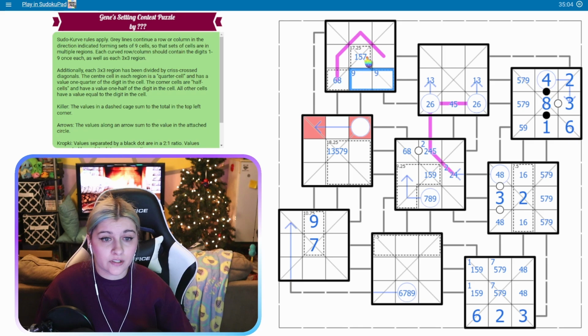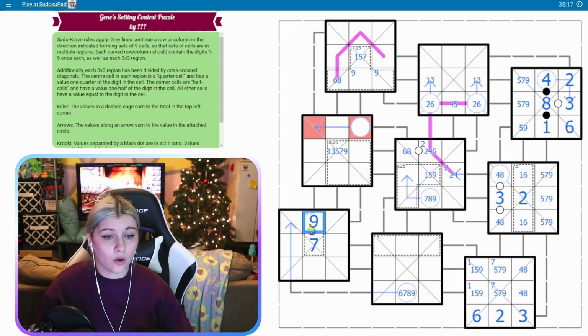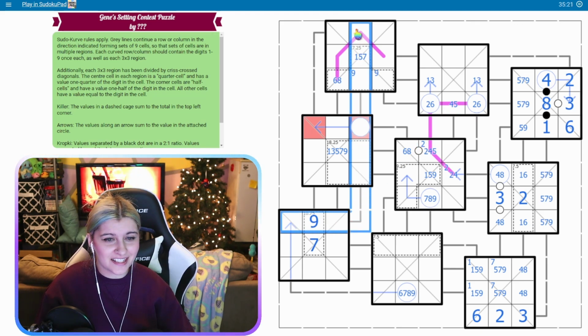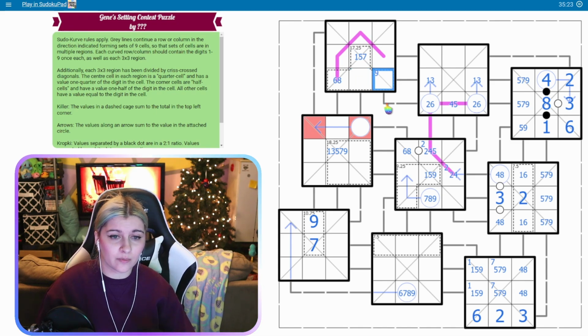I took out certain numbers here. It sees a 3. And it sees this 9. Okay. Ooh, wait. This 9 sees in this direction also. Oh, this might be the only place a 9 can go.